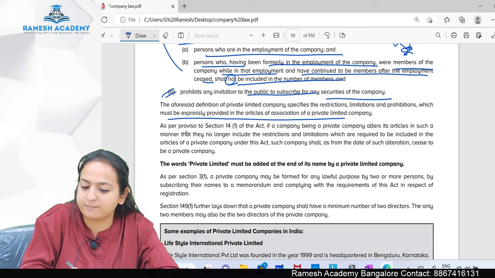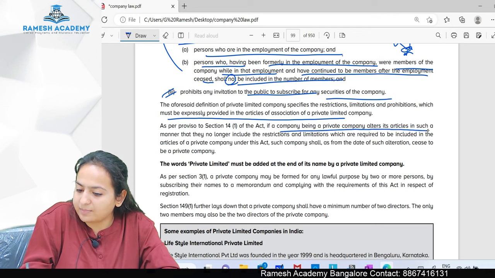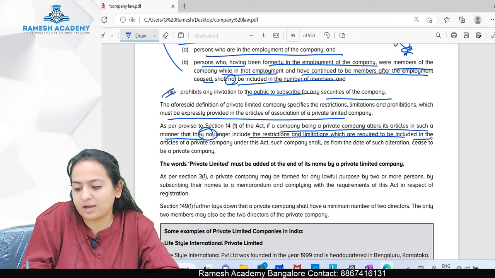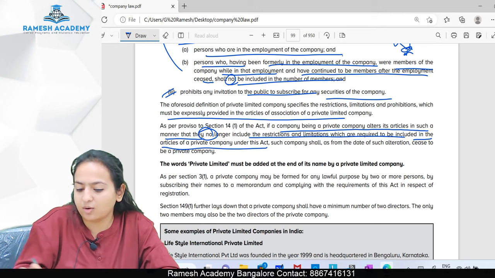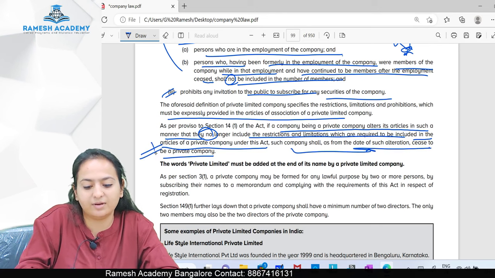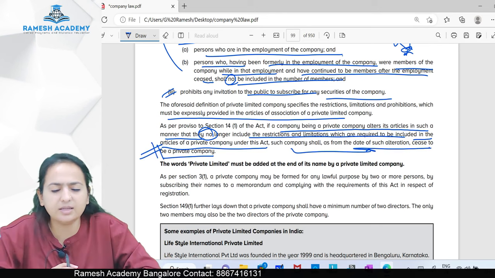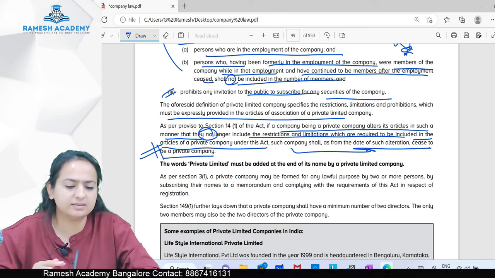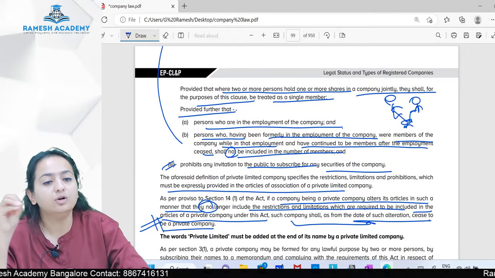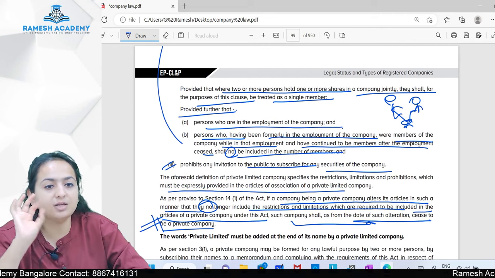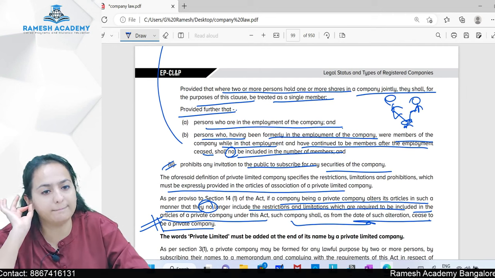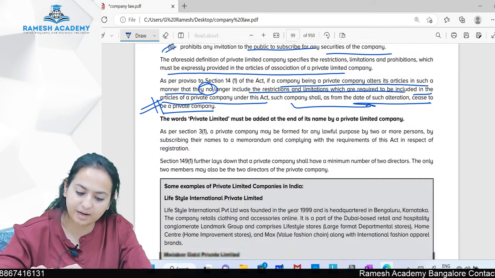So if a company being a private company alters its articles in such a way that they no longer include the restrictions and limits which are required to be included in the articles of a private company, such company shall, as on the date of the alteration, cease to be a private company. Even if you alter the AOA, the articles of association, to remove these three restrictions, then you will not be called a private company, you are a public company, because the three restrictions must be there in case of a private company.